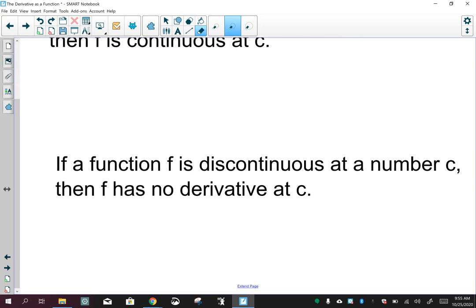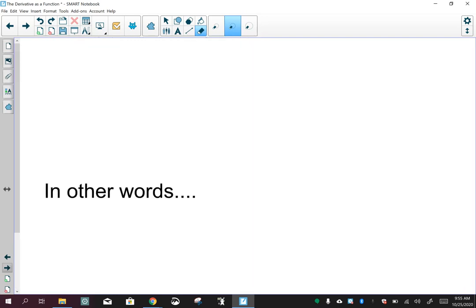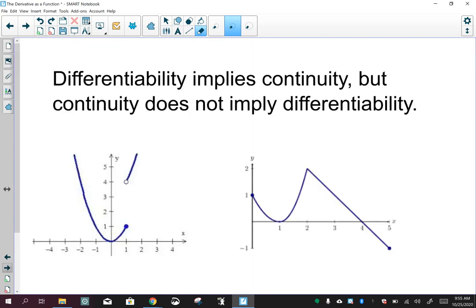If a function f is discontinuous at the number c, then there is no derivative at c. So if I've got something that looks like that, and this is my c value here, I'm not continuous. And so when I'm looking at c, I'm not going to have a derivative here because there's no c value there. So that's what it's saying there, okay? Which means differentiability implies continuity. So if you're differentiable, then you have continuity.